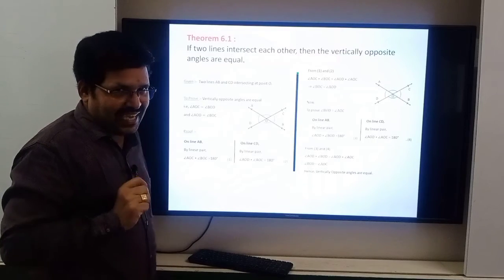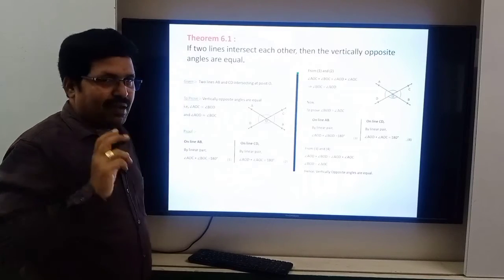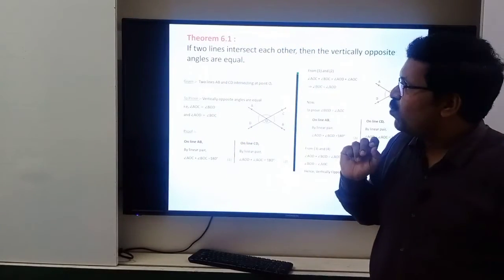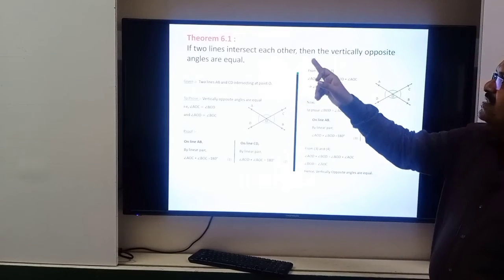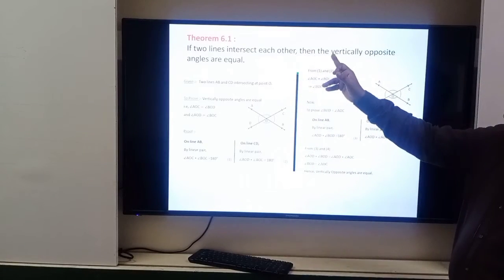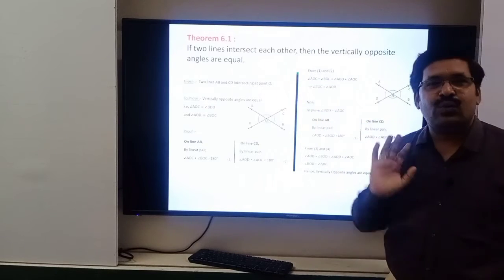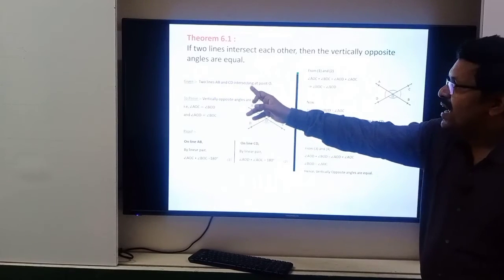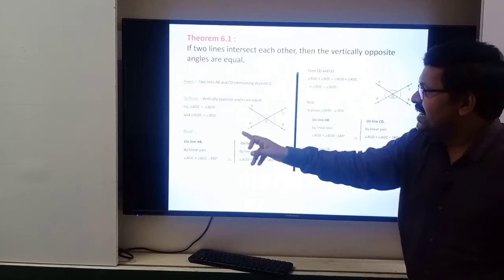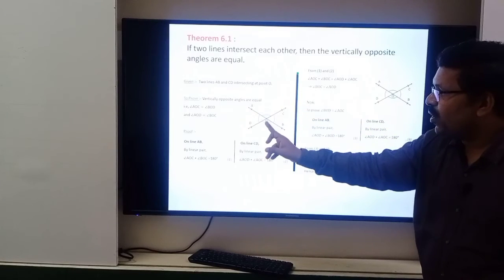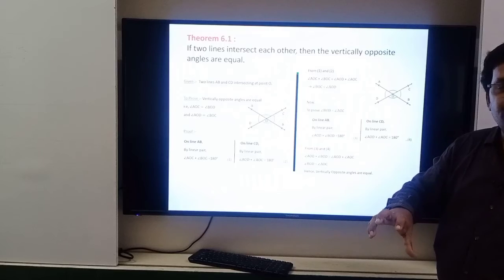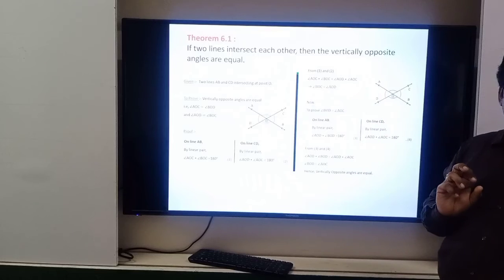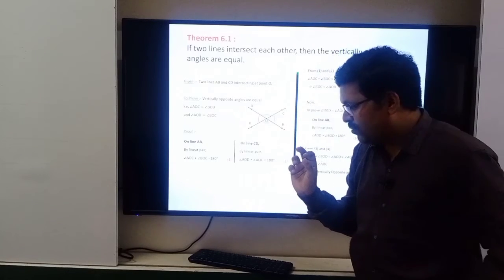So if that is the case, what does theorem number one say? Let us proceed with theorem number one. If two lines intersect each other, then the vertically opposite angles are equal. What is given here? Two lines AB and CD are intersecting at the point O. What we have to prove is that this angle is equal to this angle, and this angle is equal to this angle.